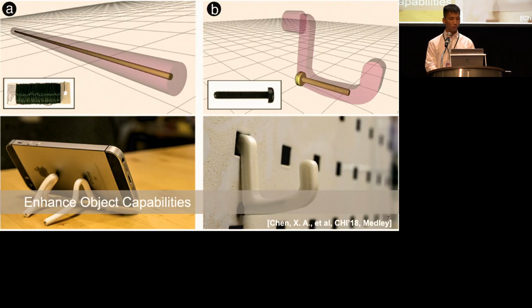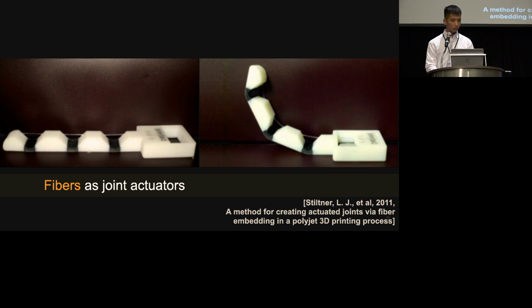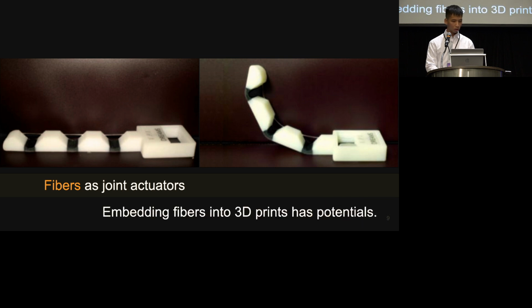For example, in Medley, they embed everyday objects into 3D prints to enhance object capability. And in Scrappy, they insert scrap objects into 3D prints to replace infill materials to print faster. And Stilner et al. have proposed a method using fibers as joint actuators. So from this paper, we know that there is potential to embed fibers into 3D prints.